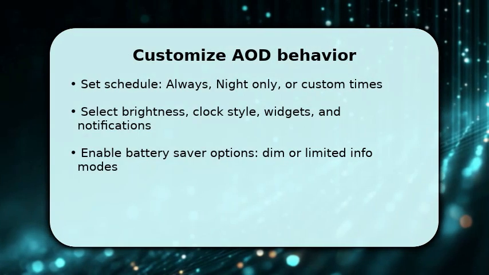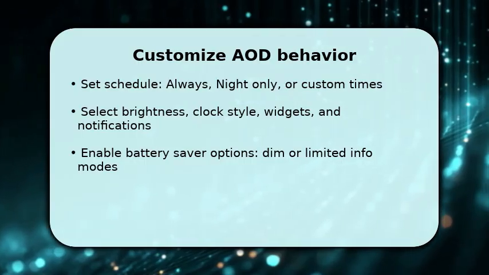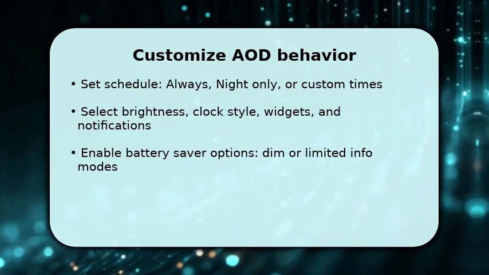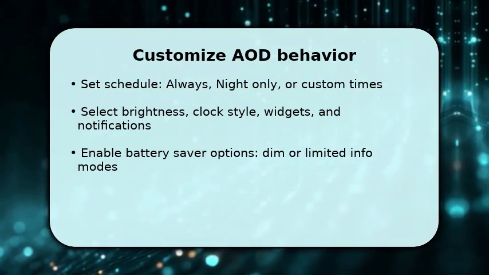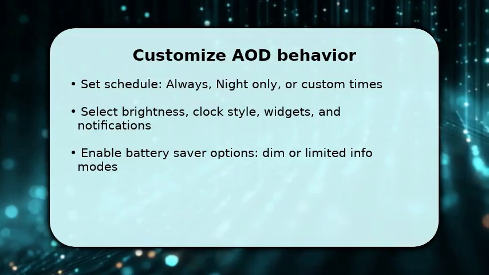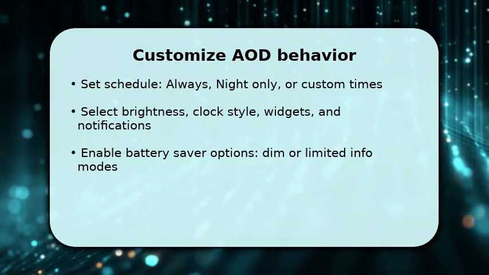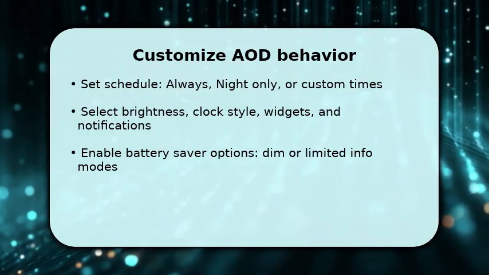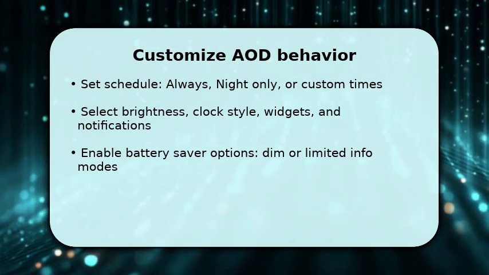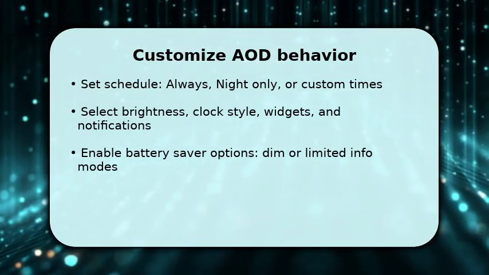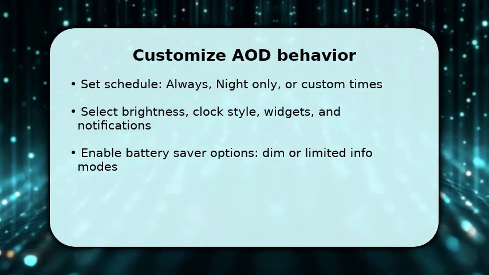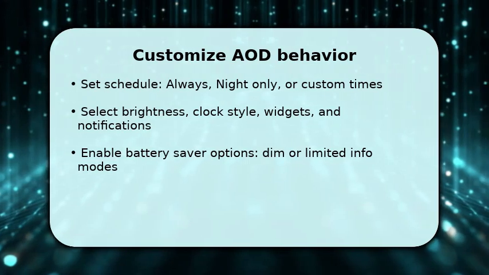Once AOD is enabled, customize how and when it appears. First, choose a schedule: always on, night only, or custom start and end times to save battery. Next, pick brightness levels and a clock style that's readable at a glance. Add notification icons or minimal widgets if you need alerts. Make sure to enable battery saver options like dim or limited info mode to reduce drain. These choices control visibility and power use, so balance convenience versus battery life for a reliable always-on experience.